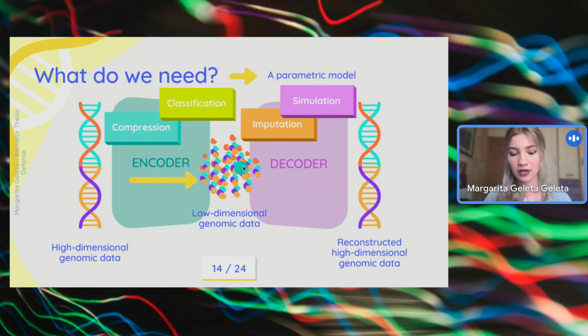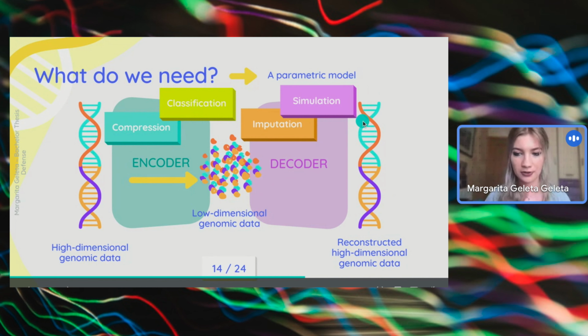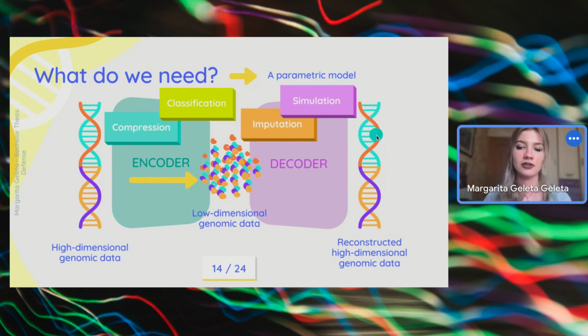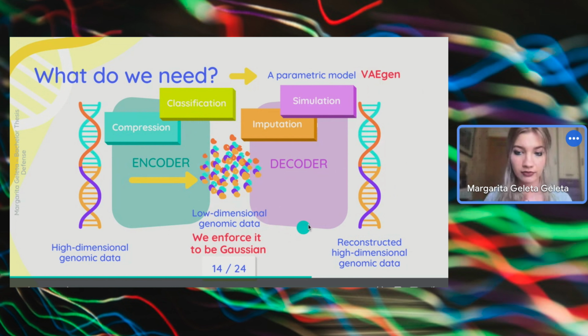And the decoder, since we go back to the original dimensionality, can simulate new samples, and can impute, using the spatial correlations which I mentioned earlier, to fill in the missing values. A note about all that is that I will be enforcing this bottleneck to be Gaussian. I will explain the benefit of that a bit later. The whole model has been named VAEs, variational autoencoder for genomic applications.